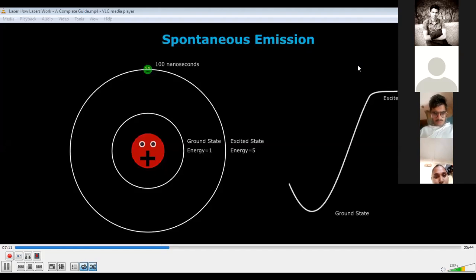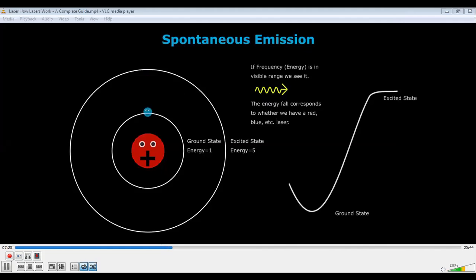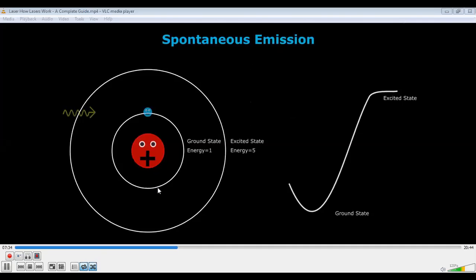When it falls back down, it will release a photon with energy equal to the difference in energy levels. The higher the fall, the higher the energy of the photon will be. Should the energy value of the photon that is released be in the visible range, we would perceive it as color. You may be thinking, if the electron reaches the higher energy level through the previously mentioned stimulated absorption mechanism, why exactly does it fall back down?